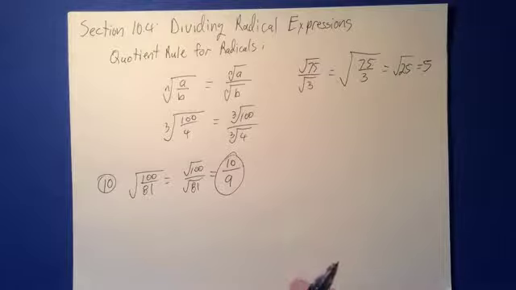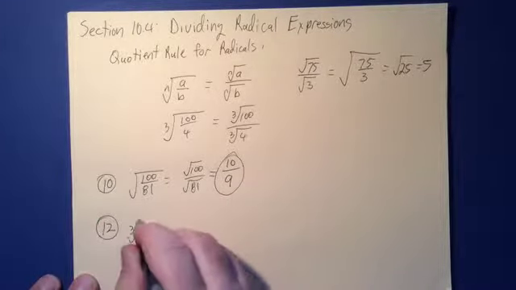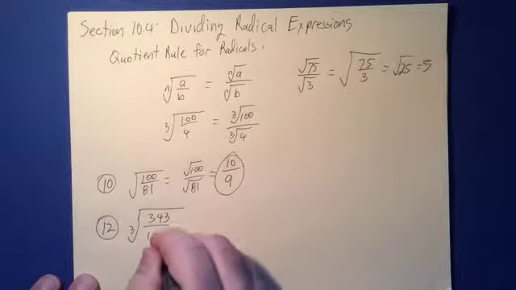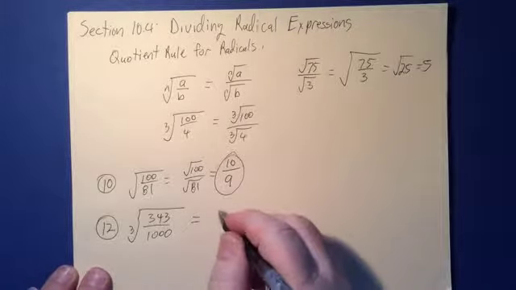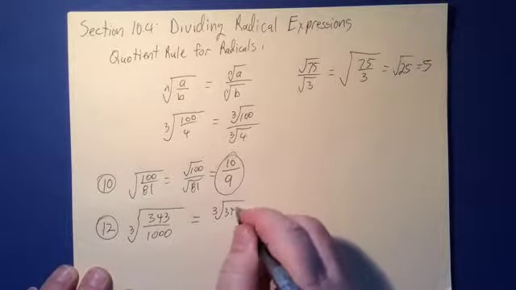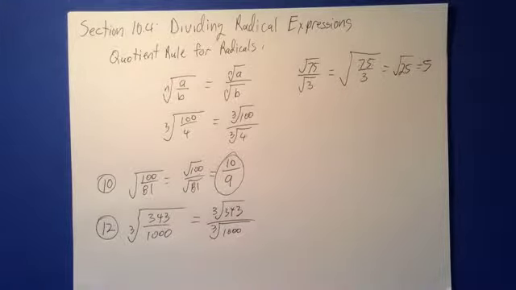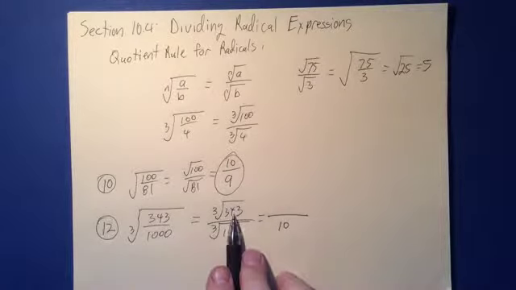Let's take a look now at number 12, where we have a cube root. I have the cube root of the quantity 343 over 1,000. I can go ahead and split this up into the cube root of 343 divided by the cube root of 1,000. Hopefully most of you know that 10 times 10 times 10 is 1,000. That's fine, but not everyone may know what the cube root of 343 is.